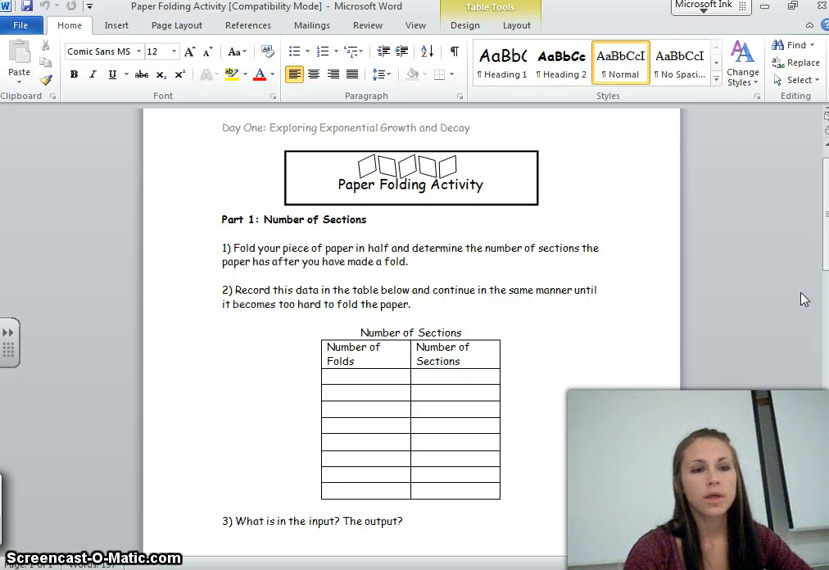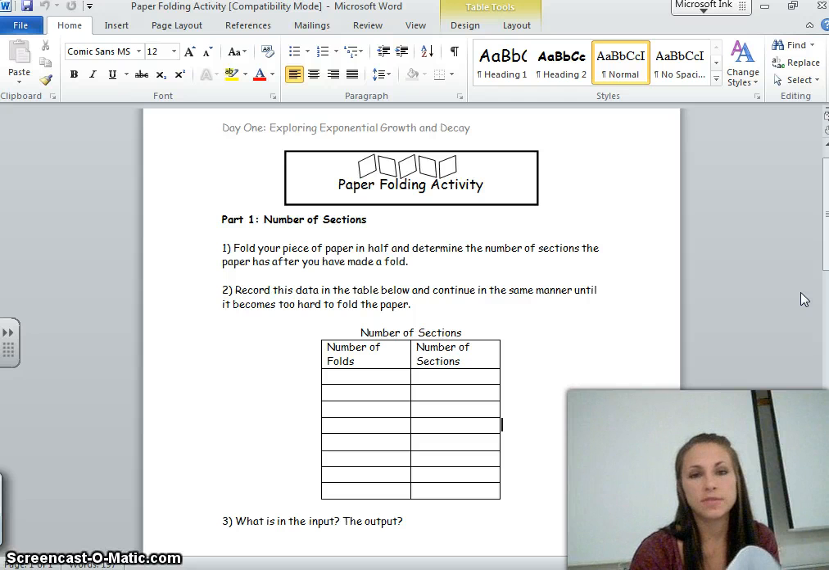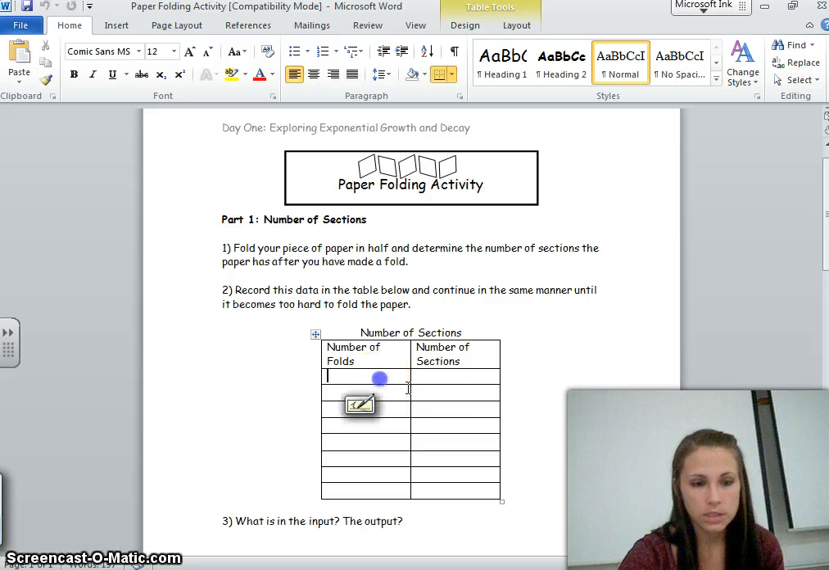And so for part one, you're basically finding how many sections there are after a specific number of times you fold the paper. So if you fold your paper in half and determine the number of sections the paper has after you fold, that's what we're doing for each of the number of folds. So we're going to record the data in this table here. As I get it, I'm going to type it in.